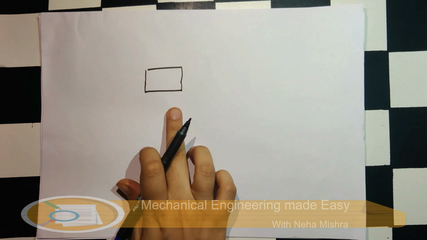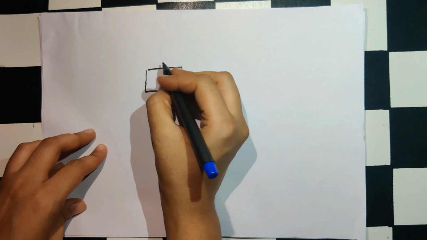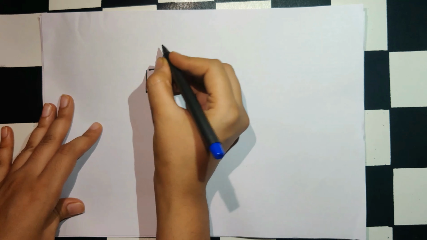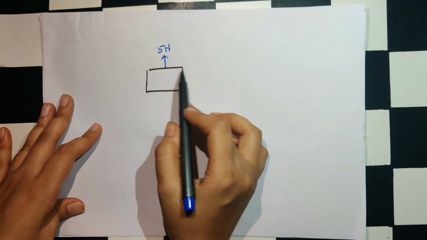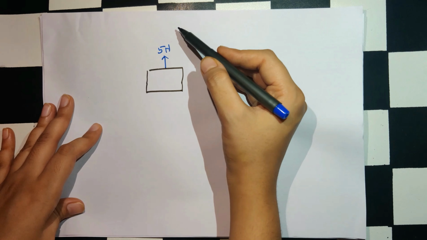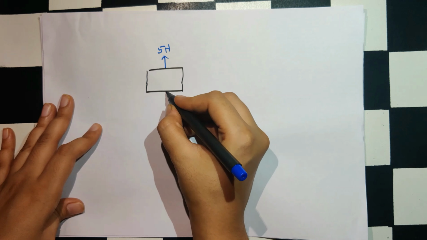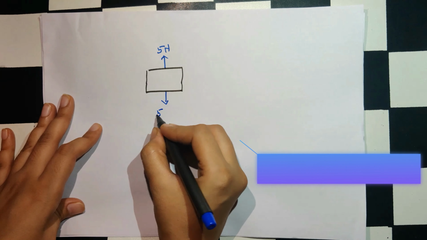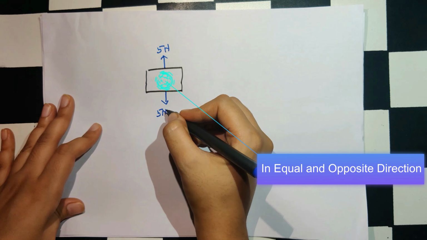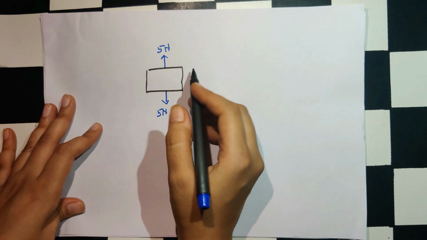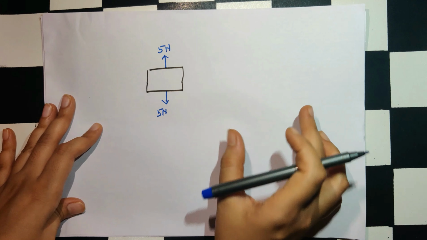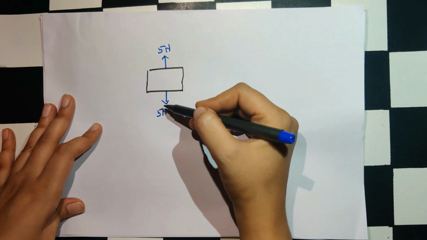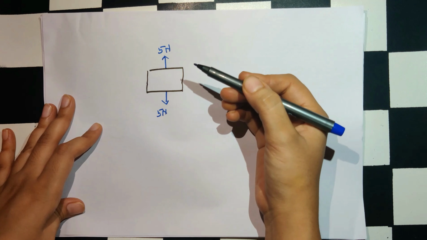Suppose there's an object and suppose we apply a 5 Newton force here. Now what will happen? Because of this force, this block will move in the upward direction. But if I apply again a 5 Newton force in the equal and opposite direction, now what will happen? This block will now remain in a stable condition. Why? Because I have applied the same force in the equal and opposite direction.